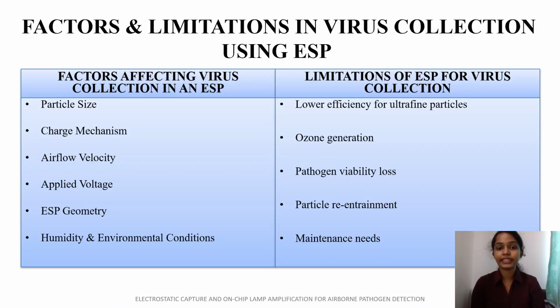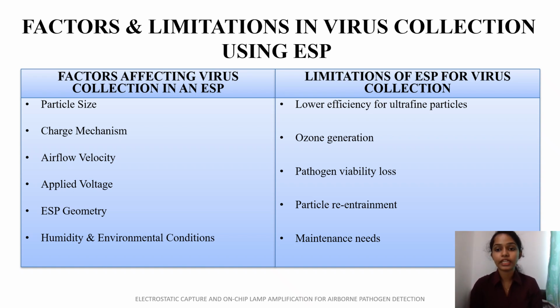So, the factors and limitations in virus collection using ESP. The factors affecting virus collection in ESP were the particle size, the charging mechanism, airflow velocity, and the applied voltage. If the applied voltage is low or not applied, then it will affect the capturing efficiency. Other factors are ESP geometry, and the humidity and environmental condition.